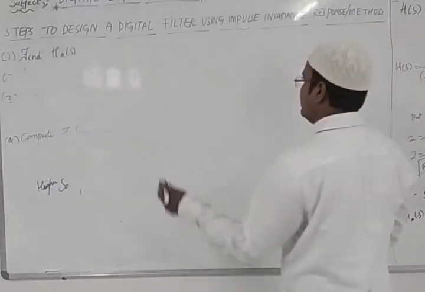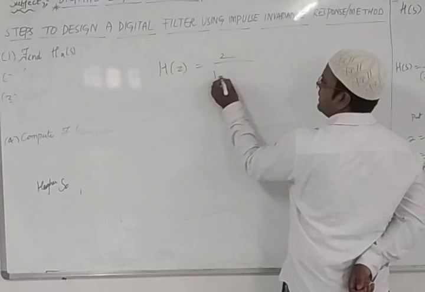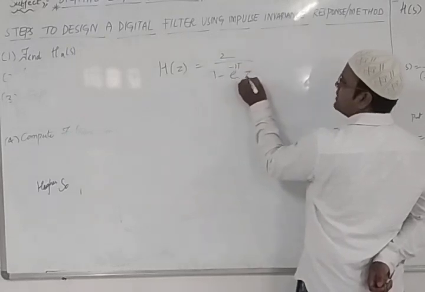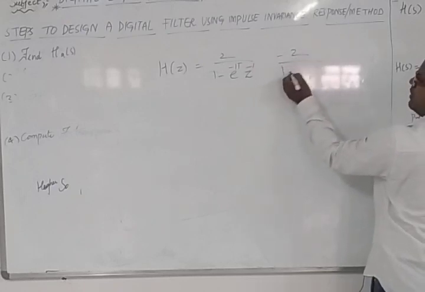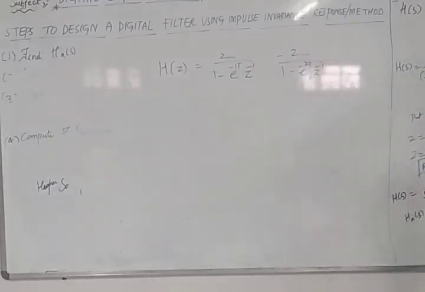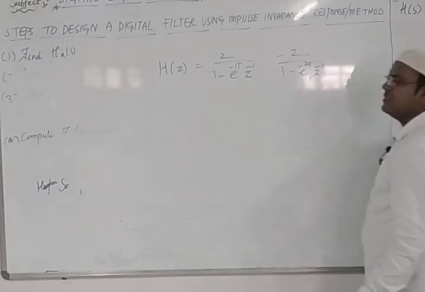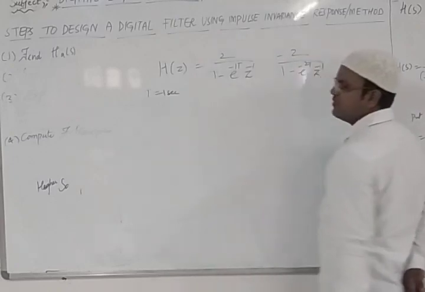So we got H of z. What is H of z, students? We got 2 by 1 minus e power minus 1T z power minus 1. That is the first thing. Then second, minus 2 by 1 minus e power minus 2T z power minus 1. What is given? T is given as 1 second. So we remove the T value in both.